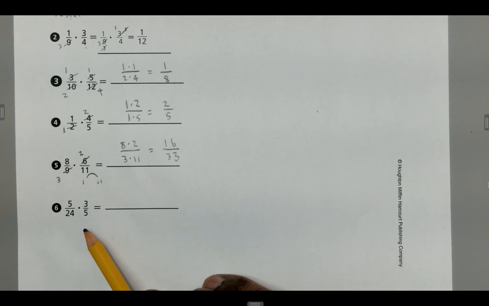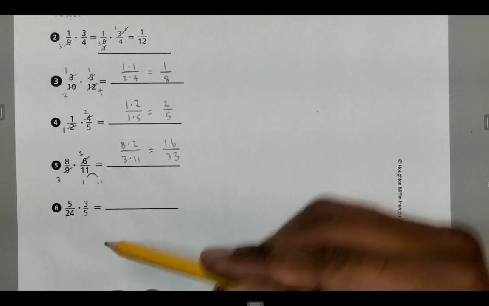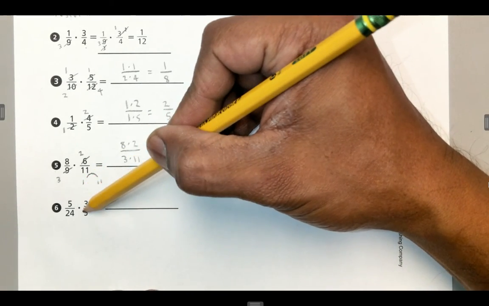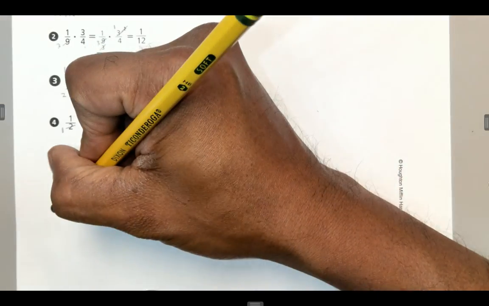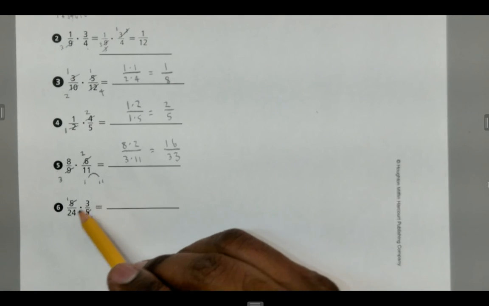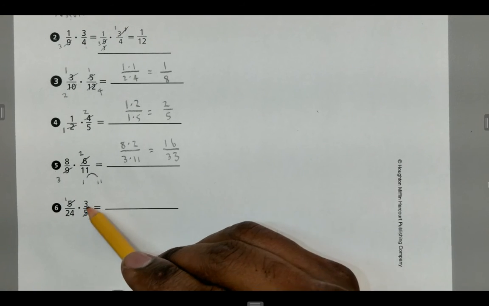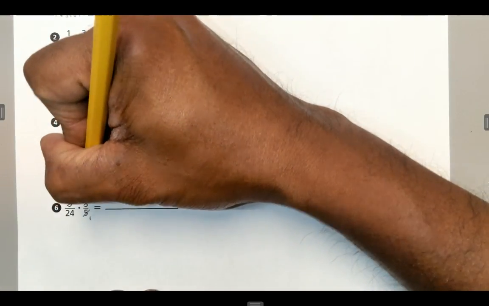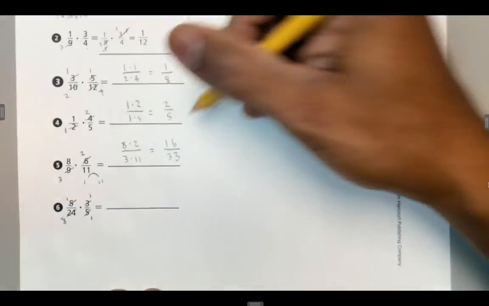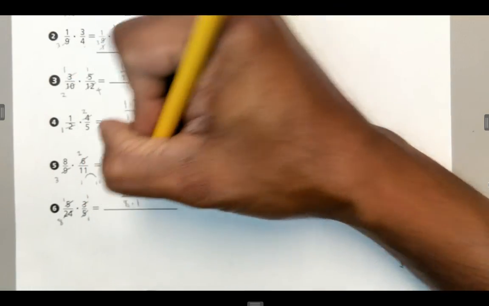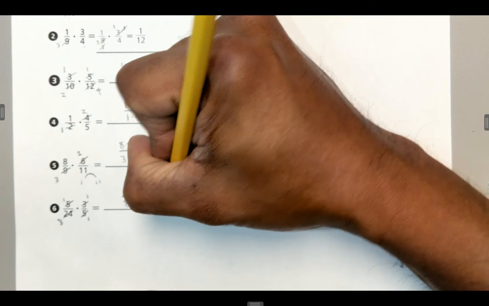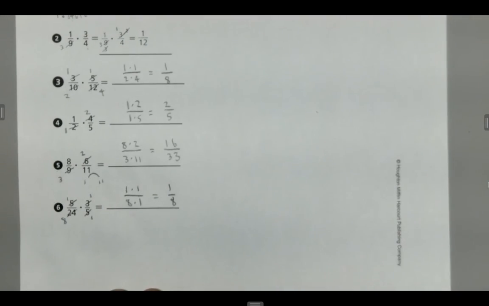Number 6, 5/24 times 3/5. Right away, your eye may see 5 and 5. Those can cancel each other out. That's why we call it cross-canceling, because 5 goes into itself once. Now look at this, 3 and 24. Both of these numbers share a common factor of 3. 3 goes into itself once. 3 goes into 24 8 times. 1 times 1 across the top. 8 times 1 across the bottom. 1/8 is our final answer.